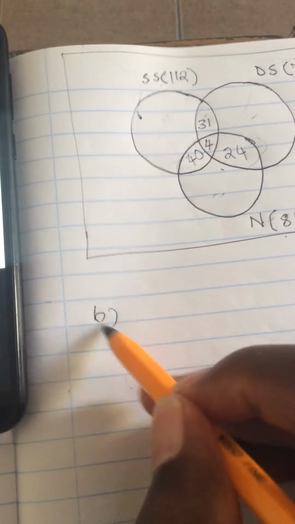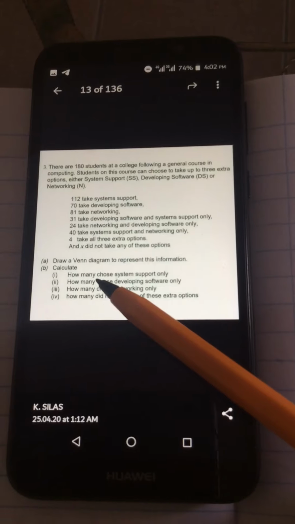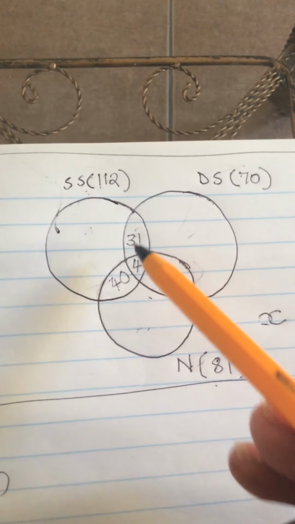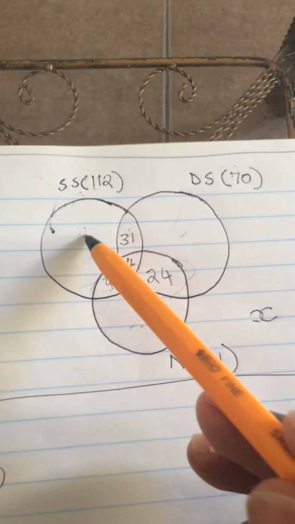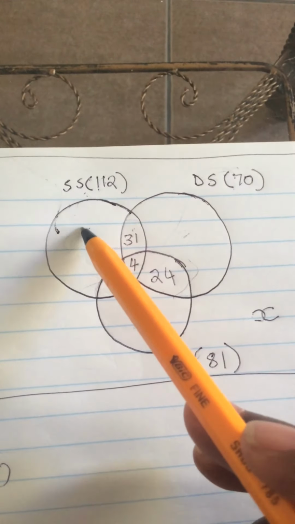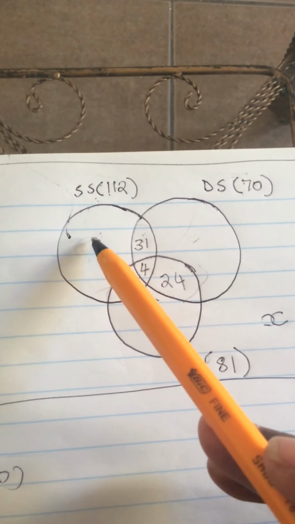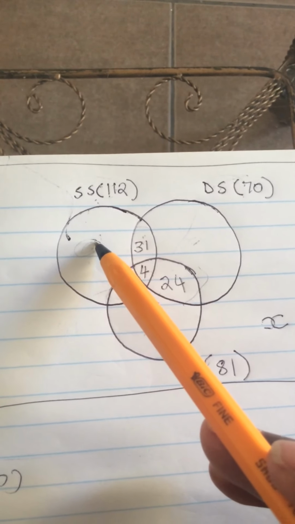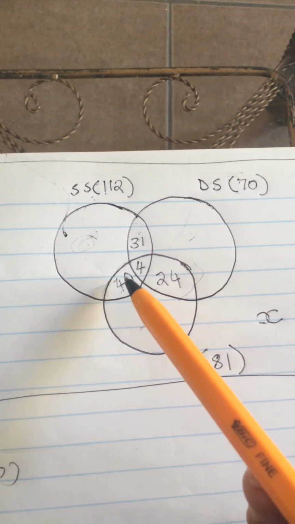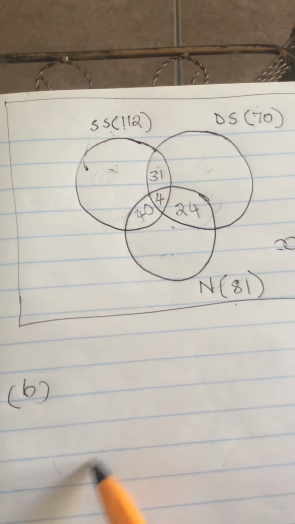That's to answer question B now. How many students choose system support only, SS only? As I have told you, if I add this number and the number that takes SS only, it was supposed to give me 112. So for me to find the students who take system support only, I was supposed to subtract the sum of these from this one. So let's do it.